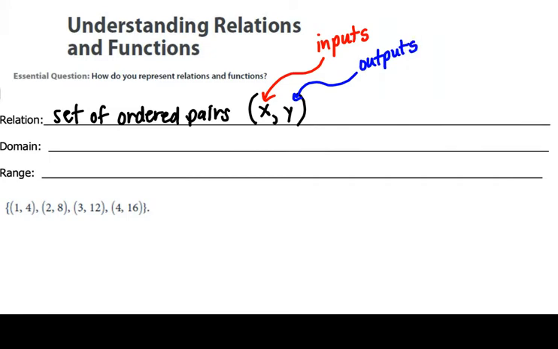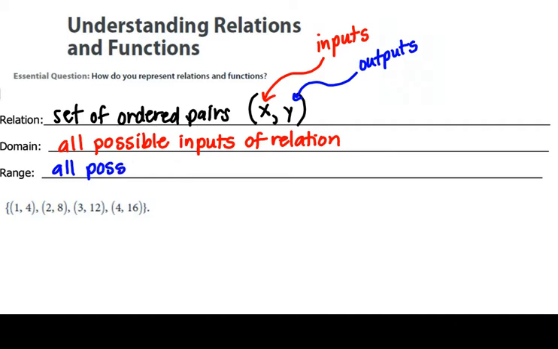The domain are all possible inputs of the relation. So we can say possible, we can say allowable, all the inputs that are allowed. And the range are all the possible outputs. So once you put all the allowable inputs in, all the corresponding outputs become members of the range.